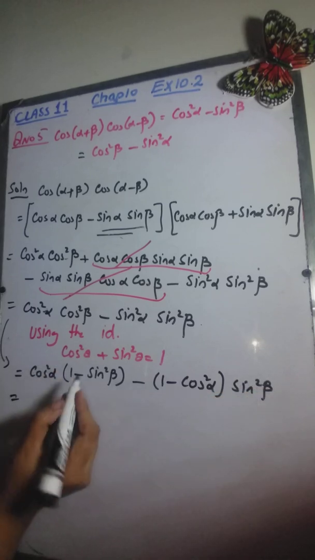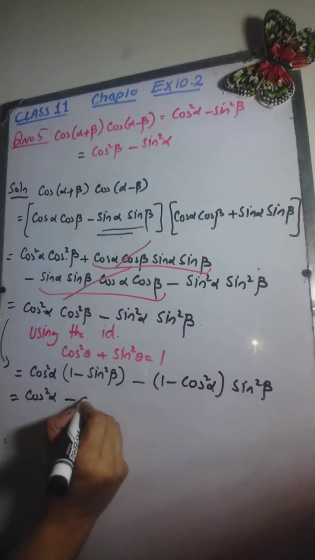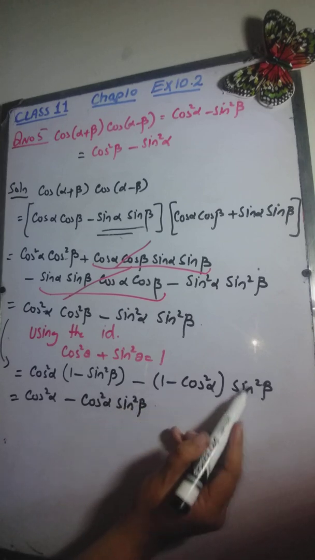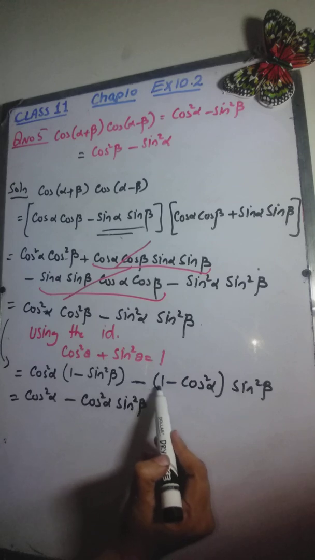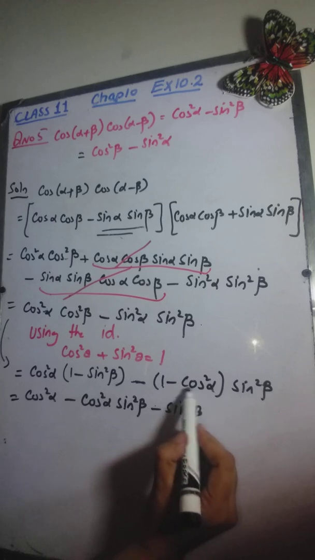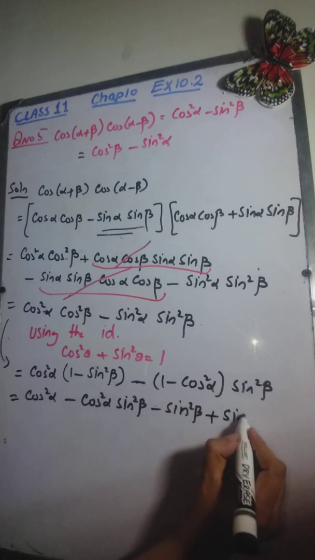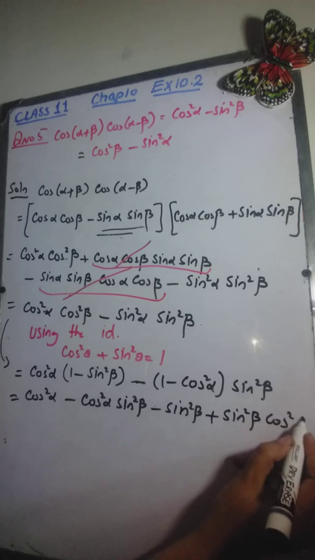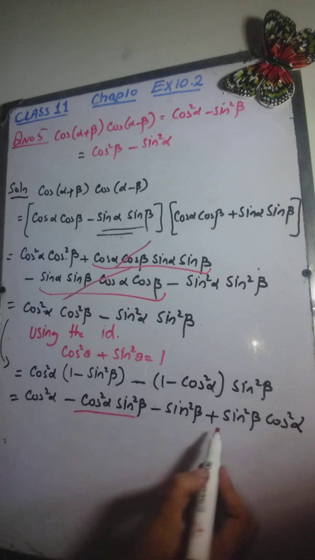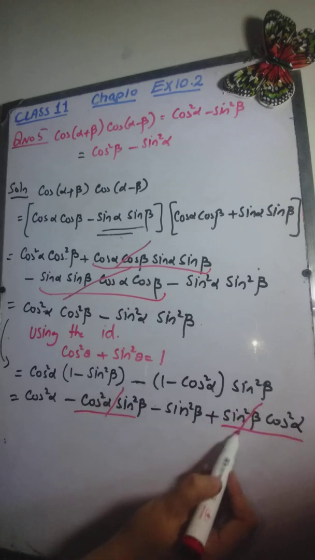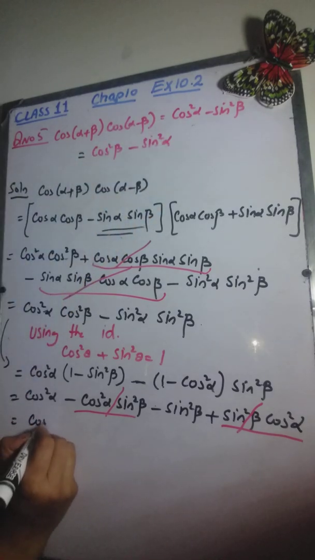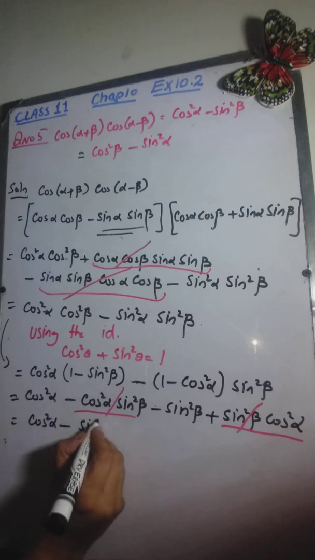Okay, and then multiplying these brackets: cos square alpha minus cos square alpha sin square beta, and again multiplying this with the negative sign, so this will be sin square alpha sin square beta minus minus sin square beta. Okay, and over here we will have plus sin square beta into cos square alpha. Now what do we have here? If you look at these two expressions, these are the same expression with opposite sign, so they will cancel out and we are going to get the expression that we require, cos square alpha minus sin square beta.